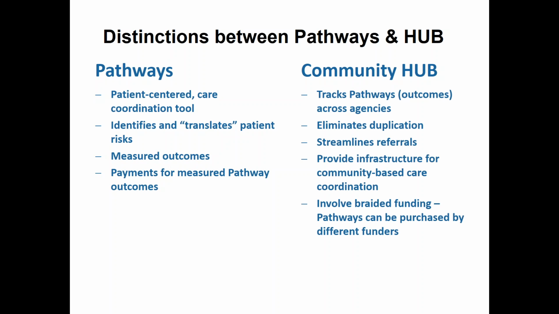The hub, on the other hand, uses the pathways to track what's happening, but it's really set up as air traffic control. It is meant to eliminate duplication of services, to take the existing services that are already in the community and expand and grow them, and to provide a way to have funding that can be braided and support this holistic form of care coordination.